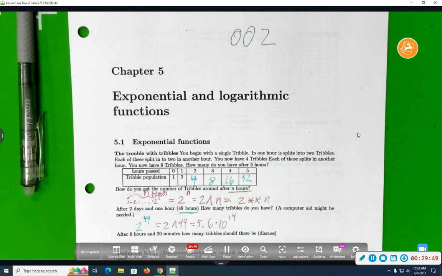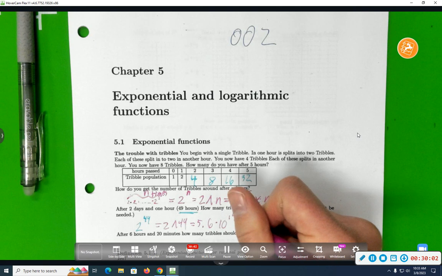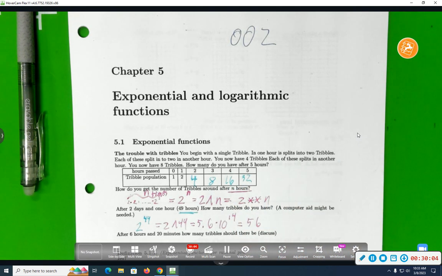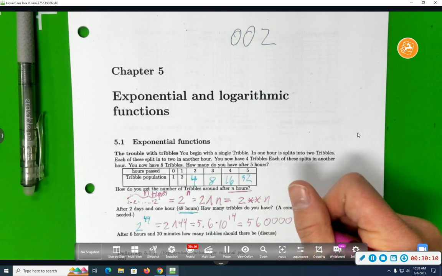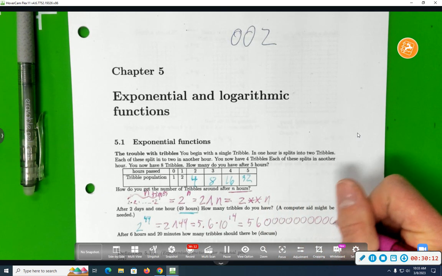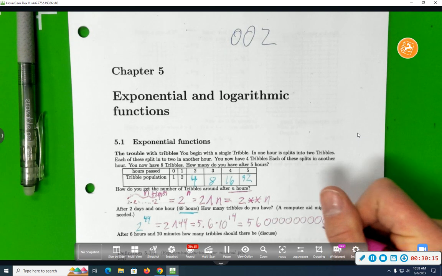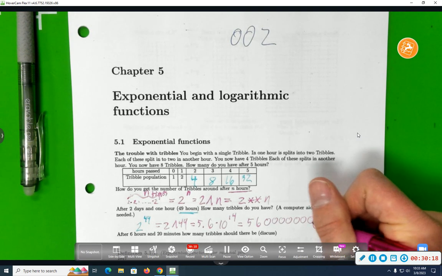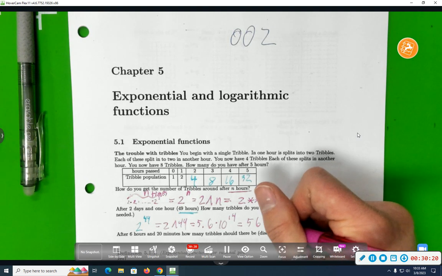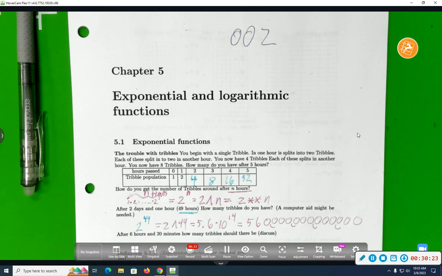And let's just think about what that means. That'll be a 15-digit number whose top 2 digits are 5 and 6. So 5, 6, and then 13 more zeros after that. 1, 2, 3, 4, 5, 6, 7, 8, 9, 10, 11, 12, 13. So about that many. So kind of a lot, right?